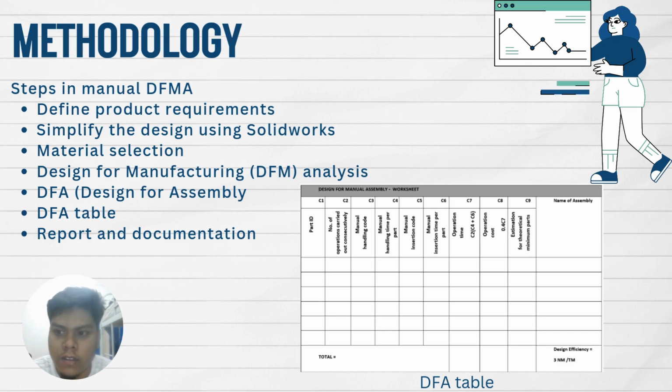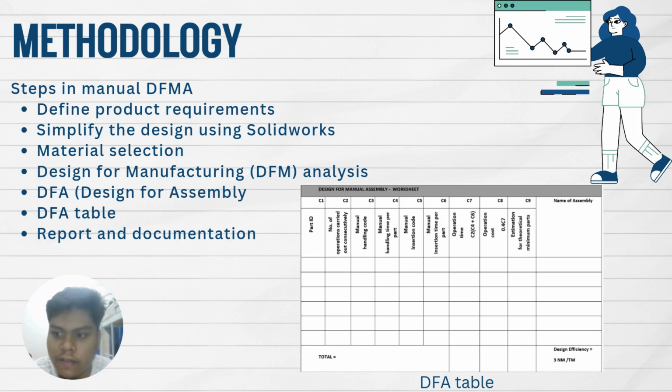Now I would like to present about methodology, which provides a detailed overview of the process, tools, and technique employed to achieve the objective of the project. In this chapter, we outline the step-by-step approach followed in the design, development, and manufacturing of the assembly system. So, there are several steps in manual DFMA.